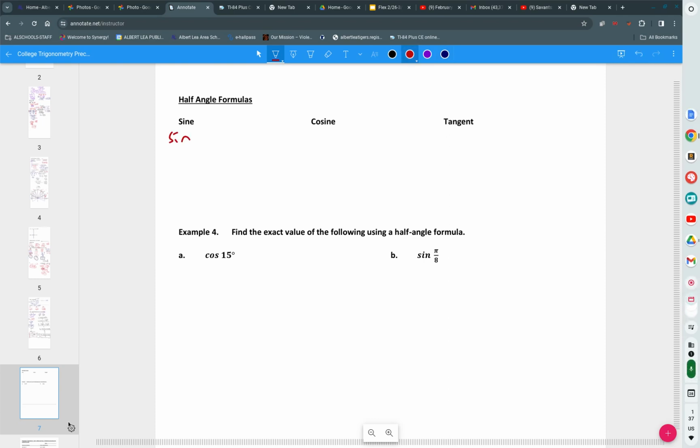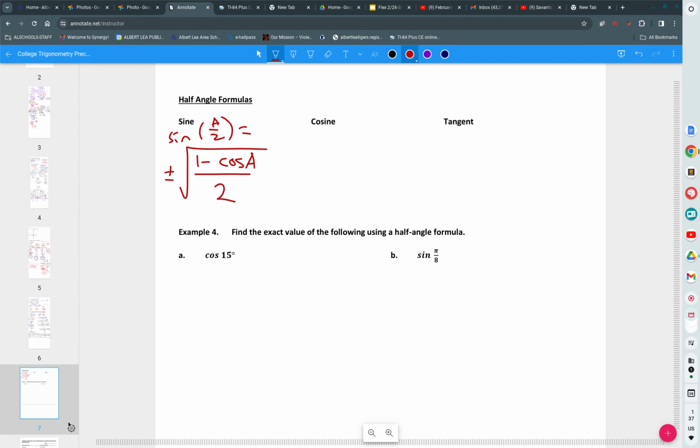And so we have the sine of an angle divided by 2 is equal to, and the formula is plus or minus the square root of 1 minus the cosine of an angle, divided by 2.